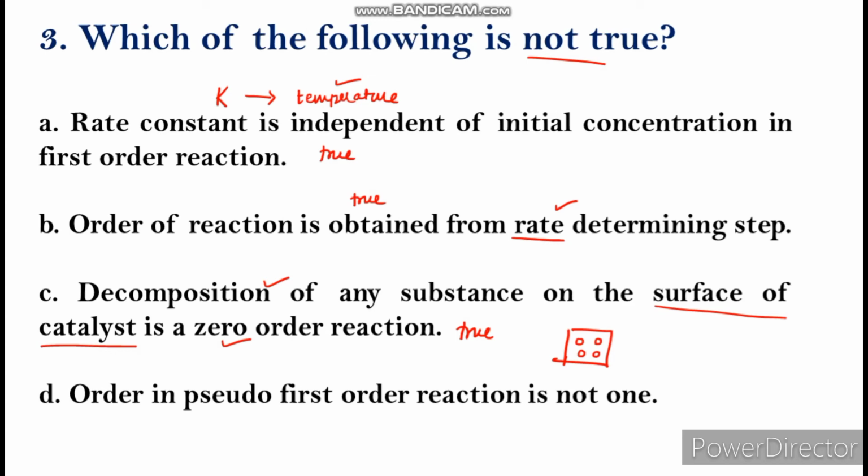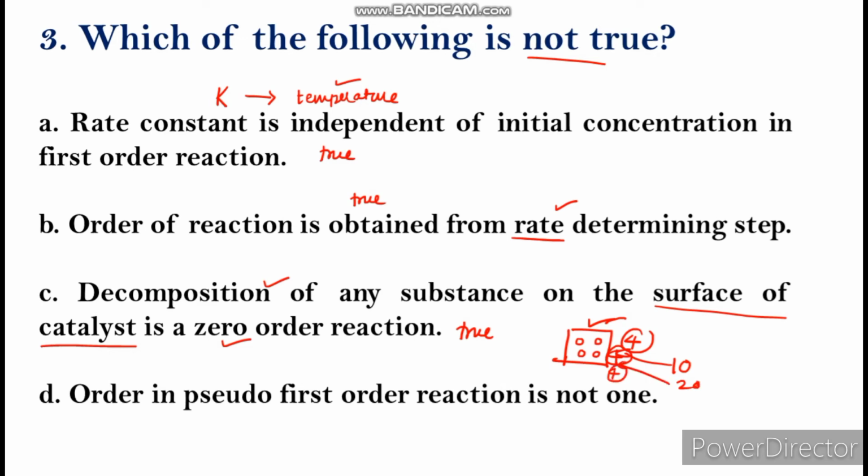Those are fixed. Now if you increase the concentration of reactants also, the number of active centers on the catalyst will not change. Let's say you have 4 active centers here. If you have 10 reactant molecules also, only 4 will come and sit here. If you have 20 reactant molecules also, only 4 will come and sit here.